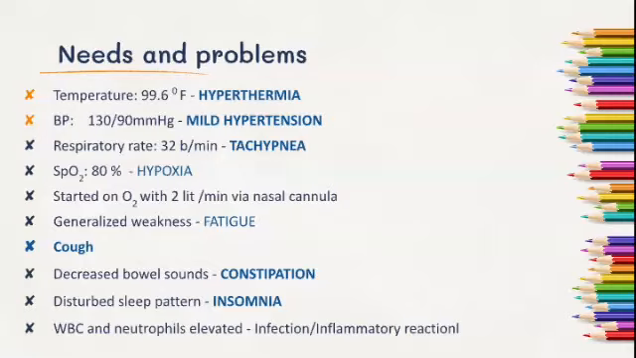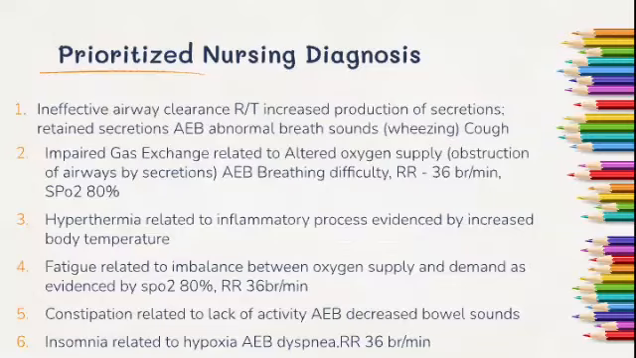The prioritized nursing diagnosis here: I have given ineffective airway clearance related to increased production of secretions or retained secretions as evidenced by abnormal breath sounds. Here, in the physical examination findings they have given that wheezing is present and the patient is complaining of cough. So we can say increased production of secretions as evidenced by abnormal breath sounds and cough.